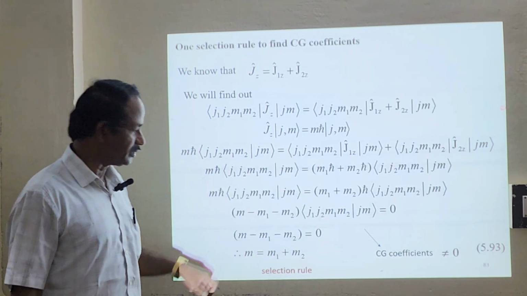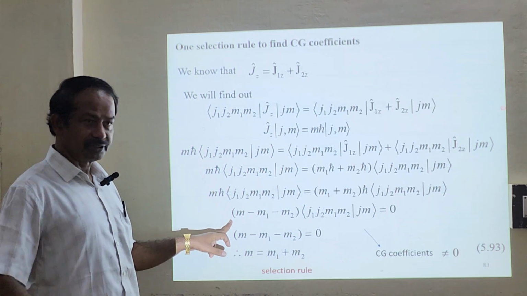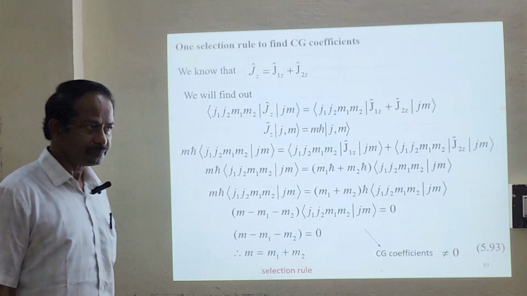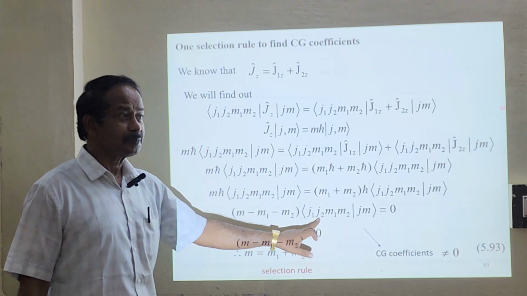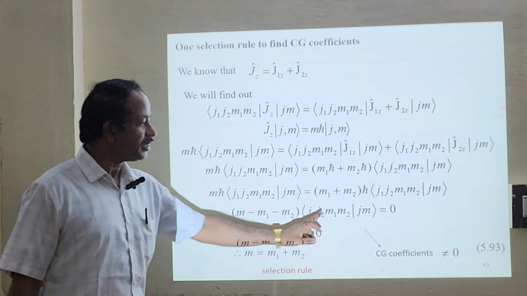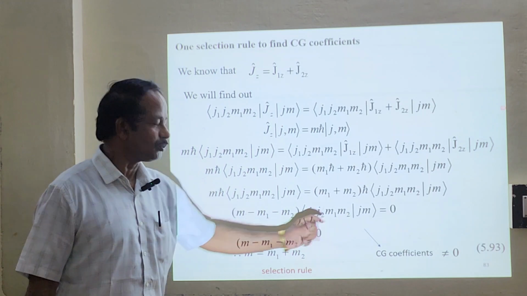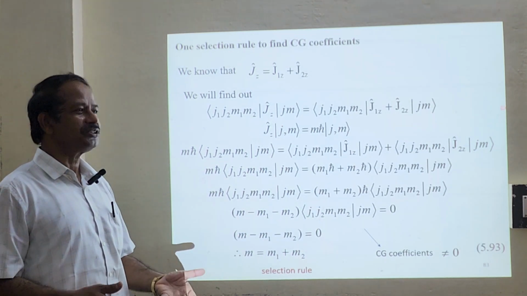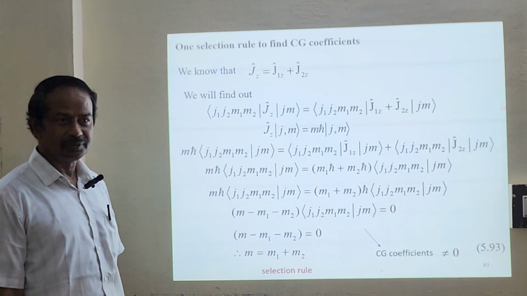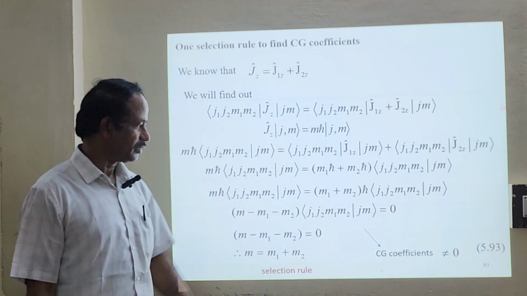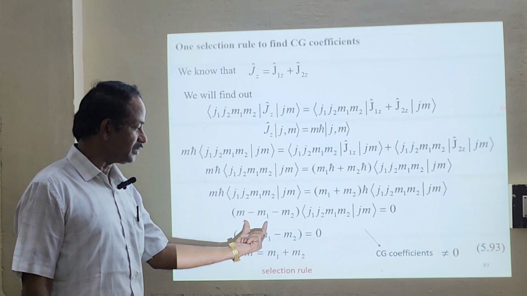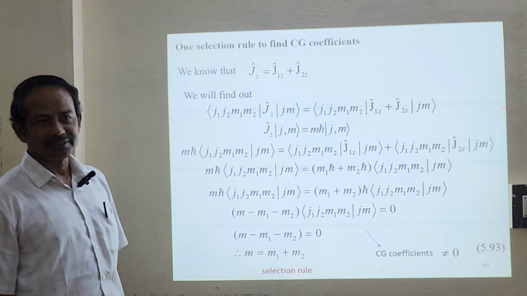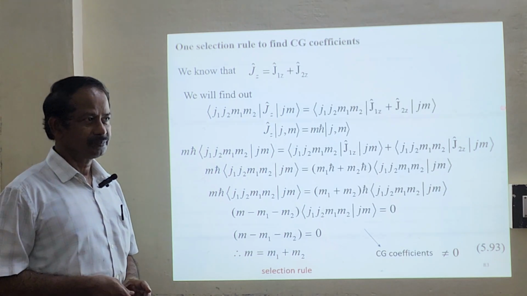You bring this term to this side, so you have common terms. Take the common terms: M minus M1 minus M2 multiplies this, and of course this is your Clebsch Gordan coefficient. That cannot be 0. The only possibility is that this can be equal to 0. If the Clebsch Gordan coefficient is 0, then there will be no answer at all, so it will not be 0. So you have M minus M1 minus M2 equal to 0. It implies that M equals M1 plus M2. So this is another selection rule.